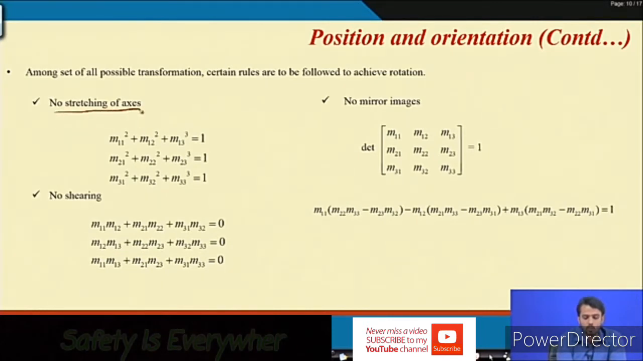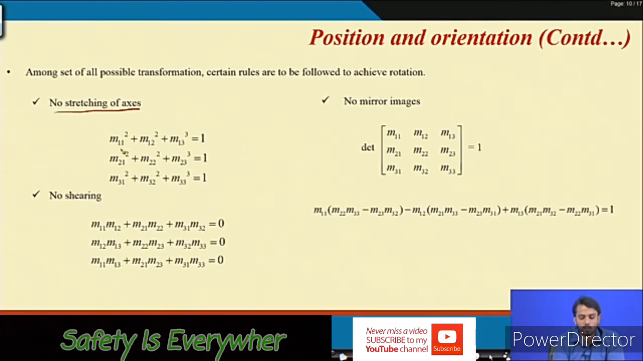First is no stretching of the axis. In the previous slide you saw that M11, M12 and M13 represent the transformation matrix along with M21, M22 and M23. For no stretching of the axis, you should follow this property: M11 square plus M12 square plus M13 square is equal to 1. Similarly, M21 square plus M22 square plus M23 square is equal to 1, and M31 square plus M32 square plus M33 square is equal to 1. This property is for no stretching of the axis.